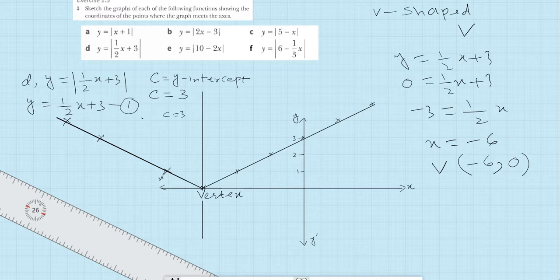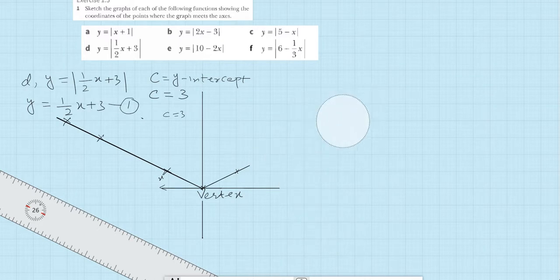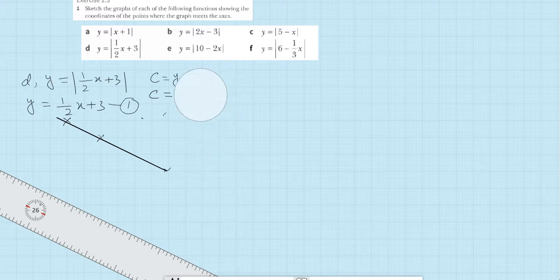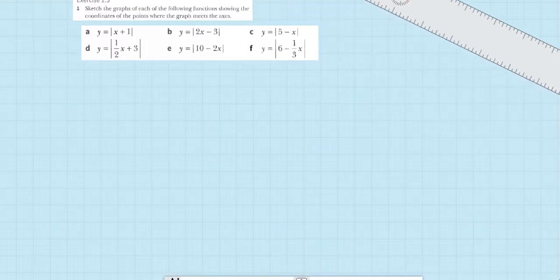Now we are moving towards part E. You must keep in mind that the graph of an absolute valued function is always V-shaped. What is part E? y is equal to tan minus x, absolute valued function, or you can say modulus of tan minus x.